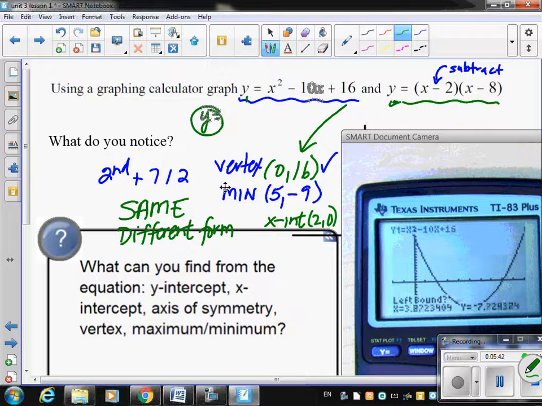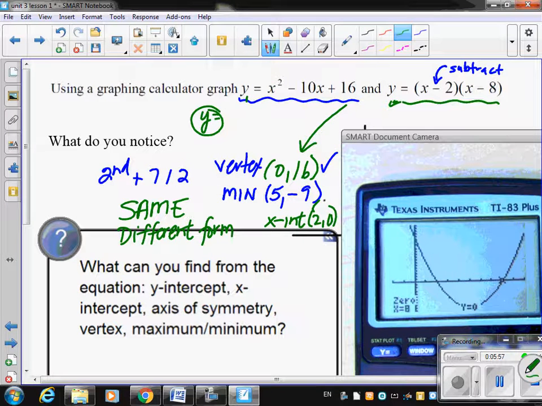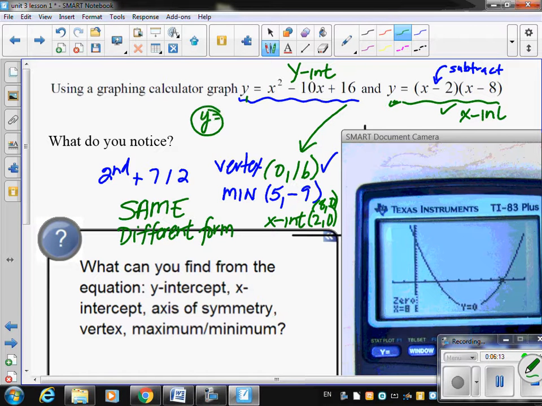And I know some of you have been using Desmos, and I'm not sure how to find these key features, but I have no doubt that it would be friendly. And to the right of it, hit enter, and the other x-intercept is 8. Interesting. Do we see the numbers 2 and 8 anywhere? Absolutely. So this form can tell us the y-intercept quite easily. This form can tell us the x-intercepts quite easily.